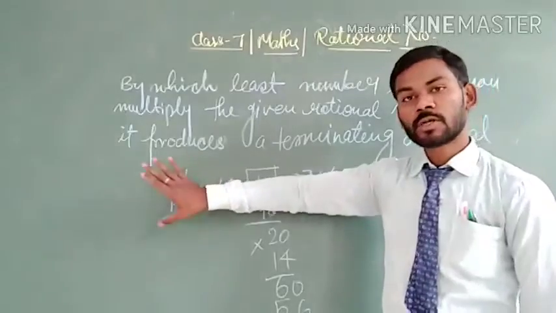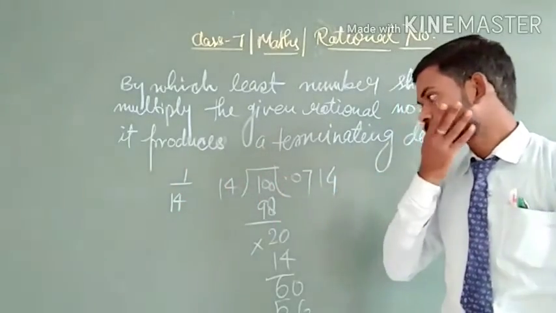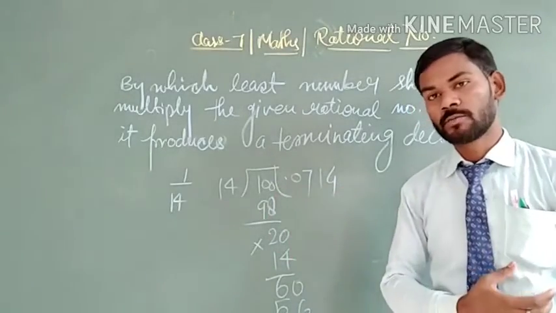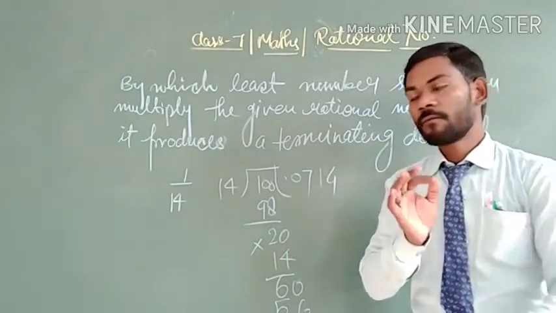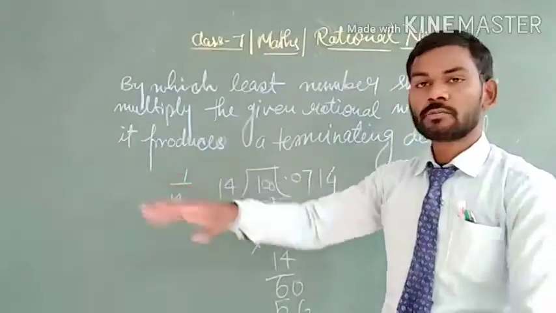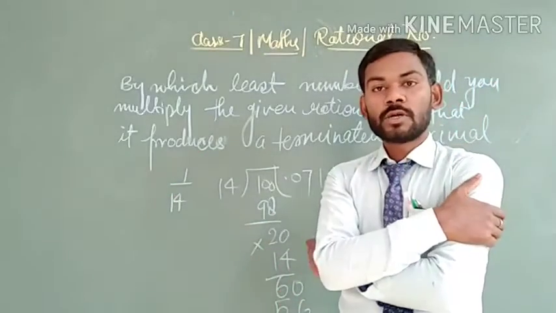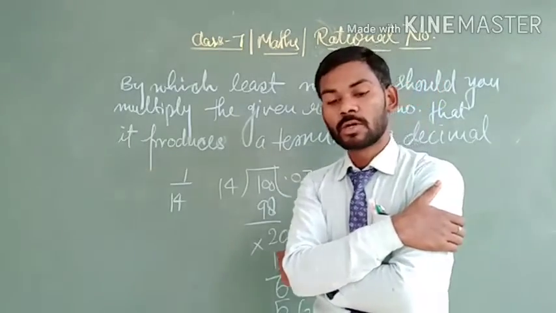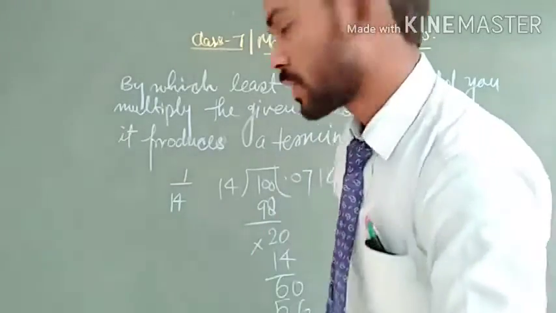this rational number is not a terminating decimal number, but if we multiply this rational number by any number which can make it a terminating decimal number, so let us see what that number is.